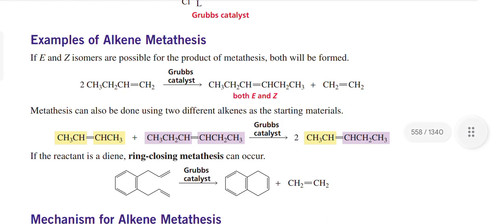Examples of alkene metathesis. If E and Z isomers are possible for the product of metathesis, both will be formed. Metathesis can also be done using two different alkenes as starting materials. If the reactant is a diene, ring closure metathesis can occur.